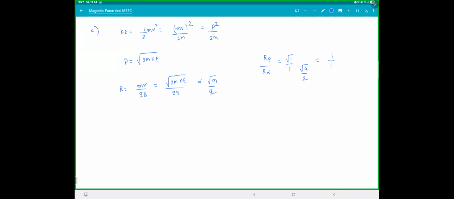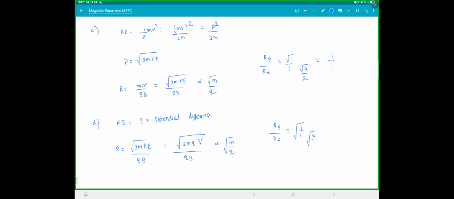So look at the fourth one. What is kinetic energy? Kinetic energy of a charged particle is nothing but charge into potential difference, isn't it? If you take a particle across a potential difference V, it will gain energy Q into V. That means you can make this formula root over 2 times mass into kinetic energy by QB. You can convert this into root over 2 into M into charge into potential difference, I'll just put a big V there, by QB. So this is proportional to root over M by Q. So you can replace kinetic energy with charge into potential difference. So we get Rp by R alpha will be root over 1 by 1 by root over 4 by 2. 1 by root 2.